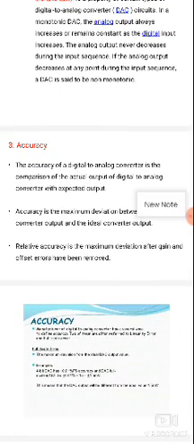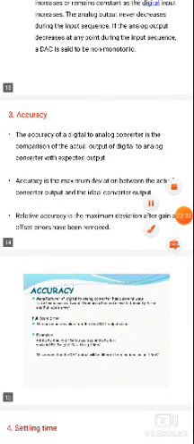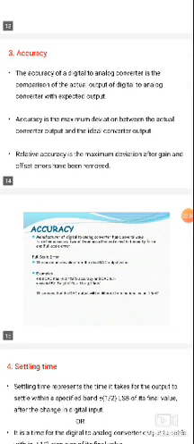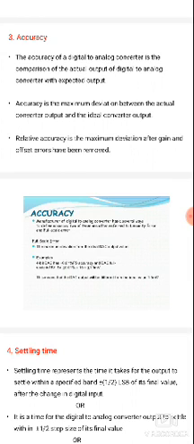Next, accuracy. Accuracy means perfection; in general, it means being perfect or without noise, noiseless. So the accuracy of a digital to analog converter is the comparison of the actual output of the converter with the expected output. If the actual output and expected output are equal, the circuit will be more accurate. Otherwise it is less accurate, or the circuit contains noise. The digital to analog converter has a noisy output.